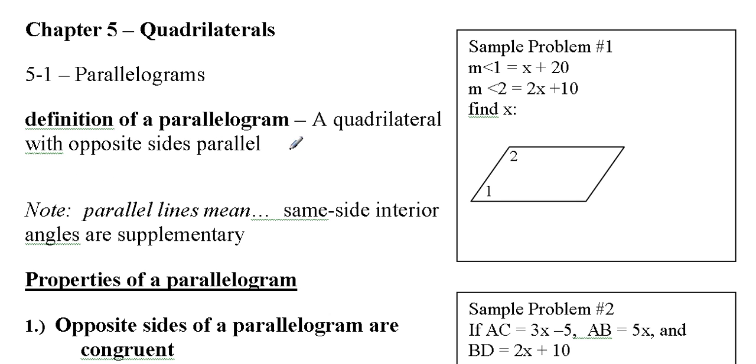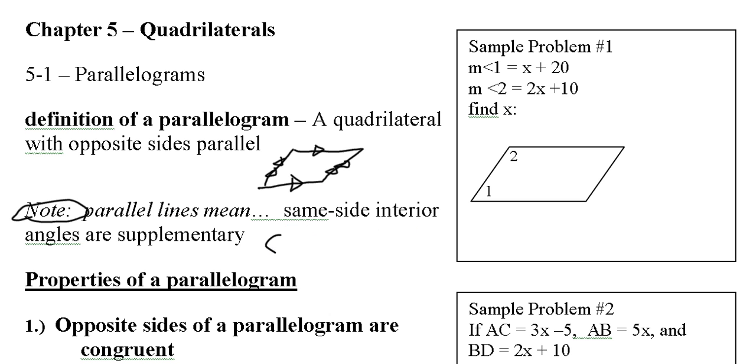So when I draw a parallelogram, as neatly as I can, we just have to know that this side is parallel to this side because they're opposites, and this side is parallel to this side over here. And a quick note, parallel lines means same side interior angles are supplementary.